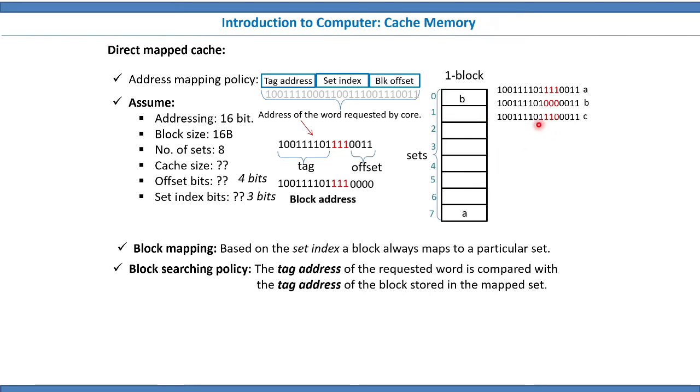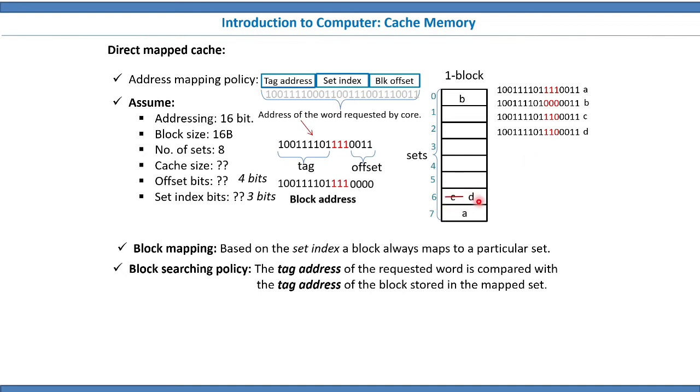Okay. Now next it is requesting for C. Now according to this index, it will go to set 6. Now again it is requesting for D. Now according to this set index, it has to go to set number 6 again. But in 6 there is data C already there, right? If C is already there, then how to place new data D here? Then you have to replace the old content. So the old data C will be replaced and the new data D will be placed here.